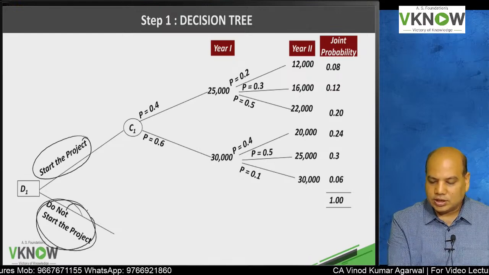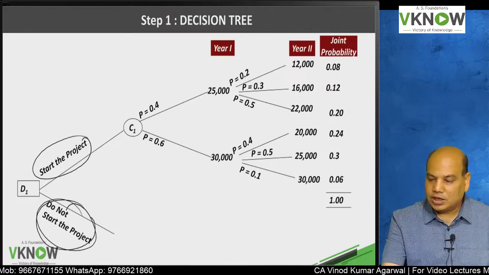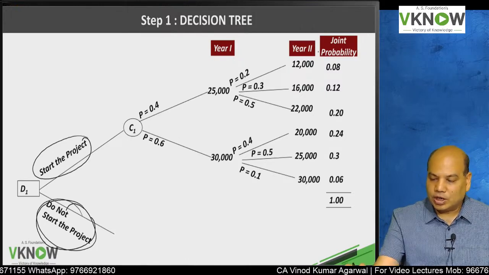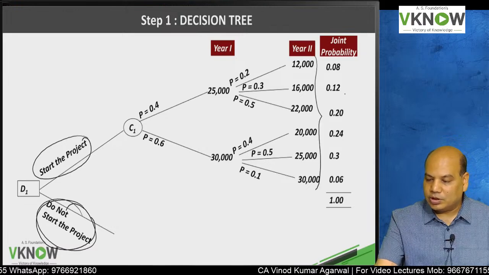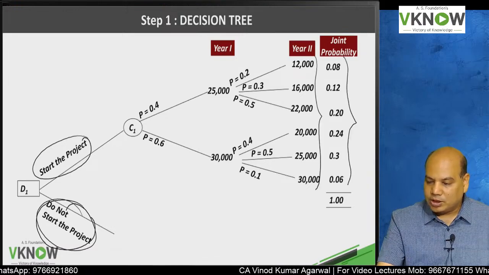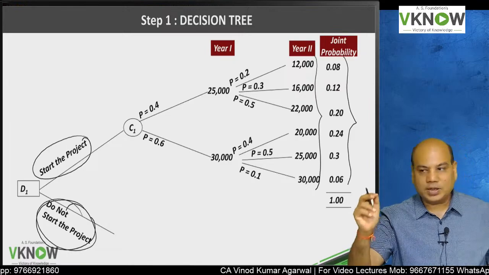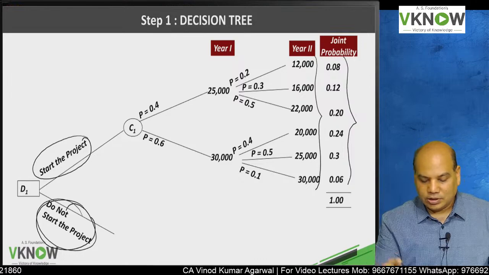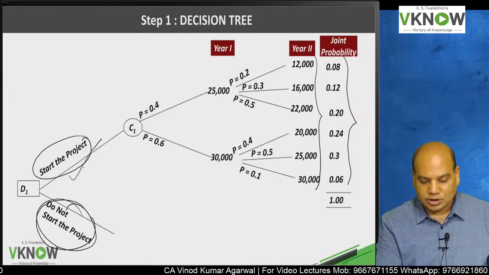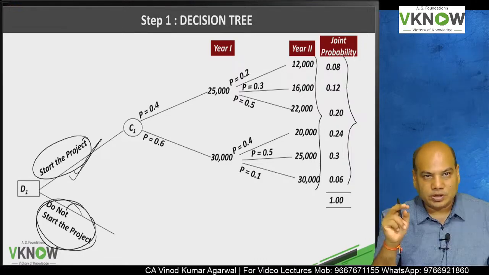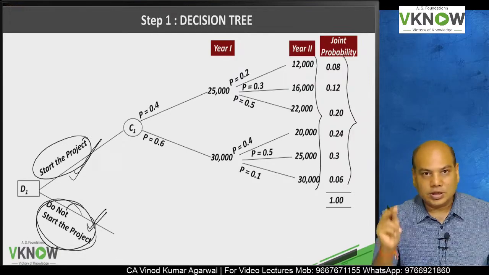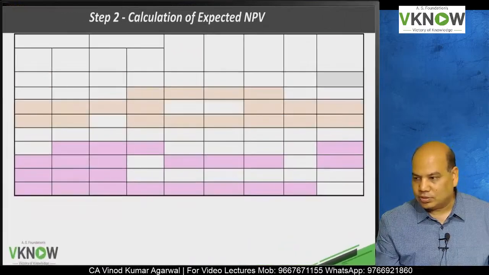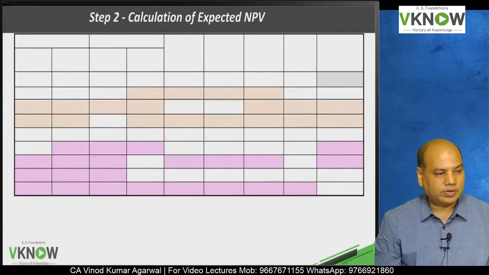If I do not start, the NPV is 0. If I start the project, what will be my expected NPV? So I have 6 possible NPVs. With these probabilities, I will compute expected NPV. If expected NPV is positive, I will say start the project, because then this is higher. If expected NPV is negative, I will decide not to start the project, because that is higher. So I need to find out expected NPV.